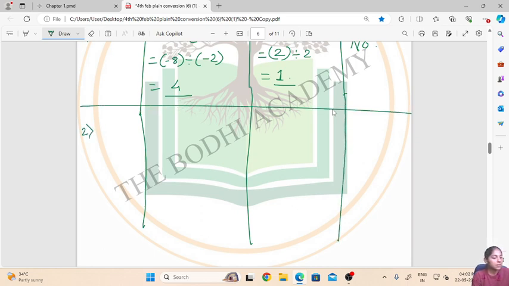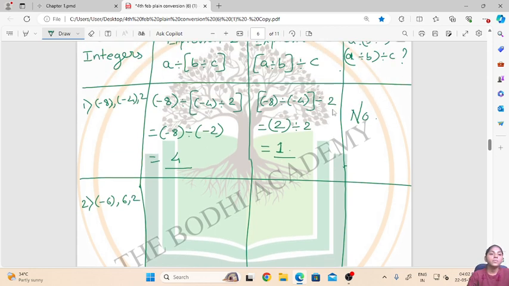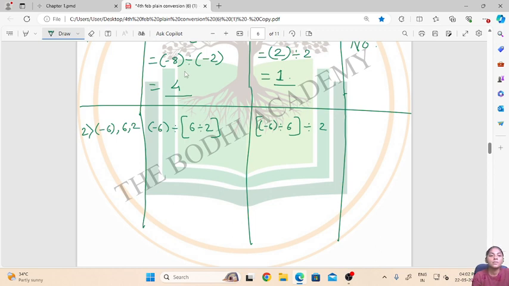Second we have A as -6, B as 6 and C as 2. So the expression is A divided by B divided by C, and here it is A divided by B divided by C. So let us solve this.